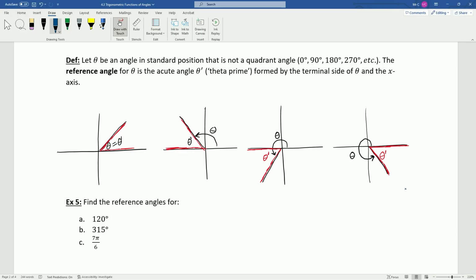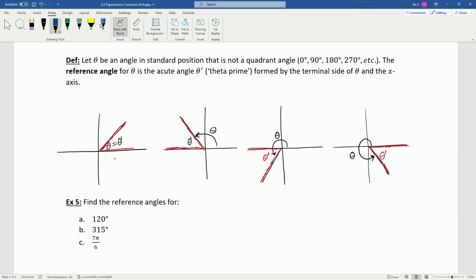So, okay, what's our formal definition for the reference angle? Let theta be an angle in standard position that is not a quadrant angle, in other words, not 0, 90 degrees, 180 degrees, 270, etc. Then the reference angle for theta is the acute angle, that means an angle less than 90 degrees, between 0 and 90 degrees. The reference angle for theta is the acute angle theta prime formed by the terminal side of theta and the x-axis. So in other words, if you draw your angle, whatever the angle that's formed with the x-axis is theta prime.